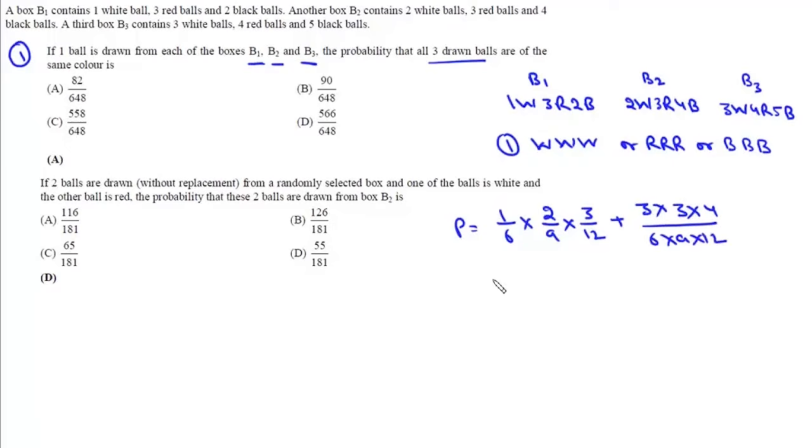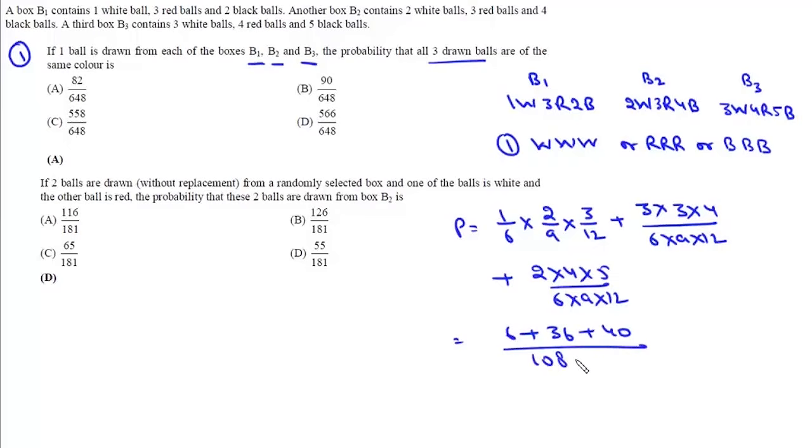Now if it is all red, then it will be 3 into 4 divided by 6 into 9 into 12, and plus 2 into 4 into 5 upon 6 into 9 into 12. Now this is 6 plus 36 plus 40 divided by 108 into 6. Now this is 82 upon 648, and that's your option A.